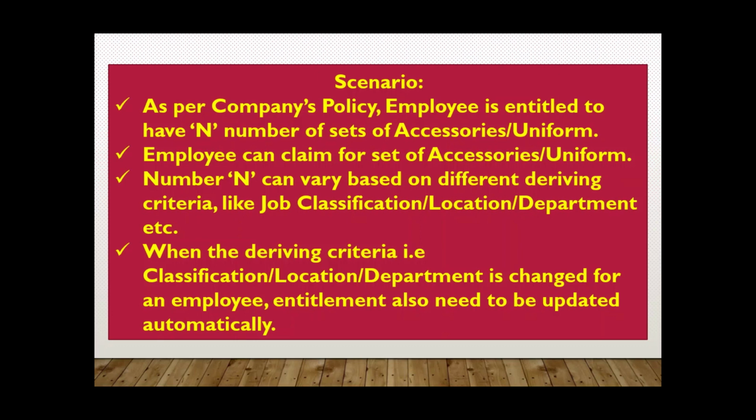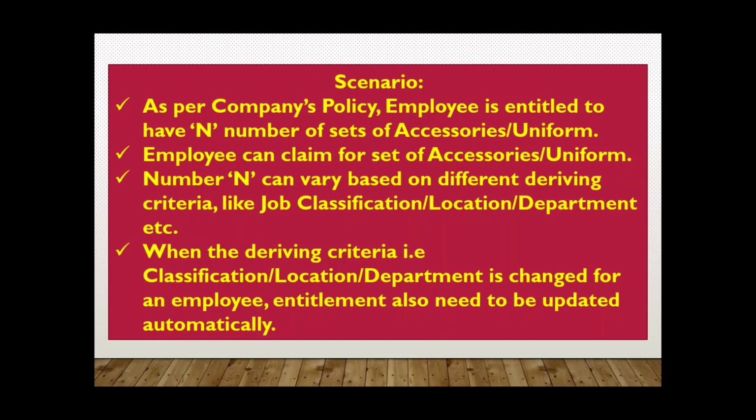Now in EC, what we need to do is set up some entitlement, right? Based on these deriving factors, we can set up this number of entitlements, and we also need to have a UI. In that UI in EC, employees can claim their uniforms or accessories. So that is what we are going to demo today. We are going to create it in the system today.